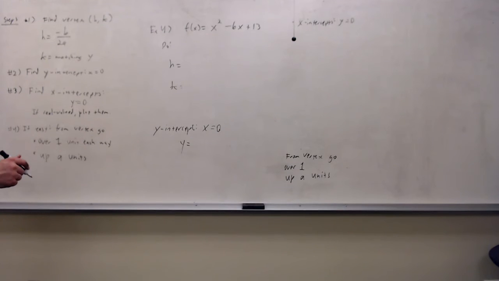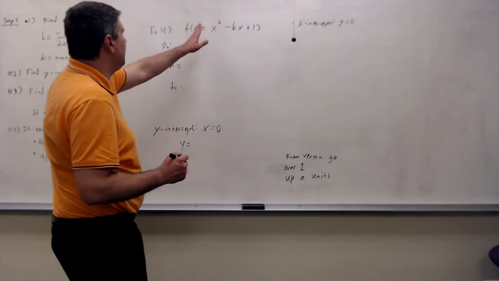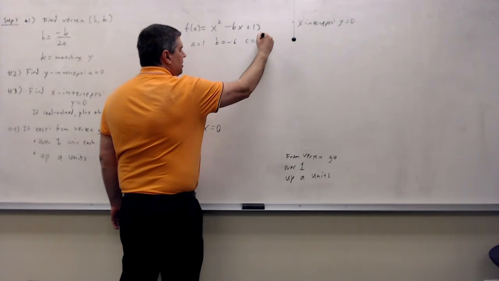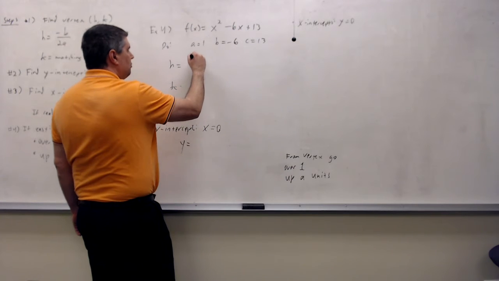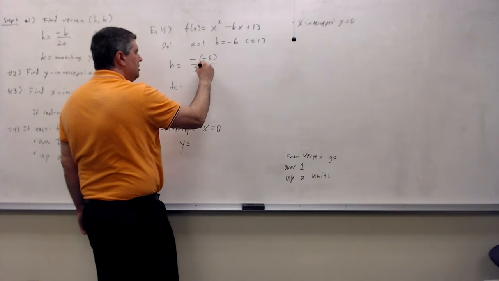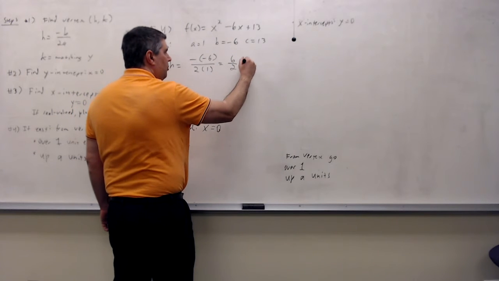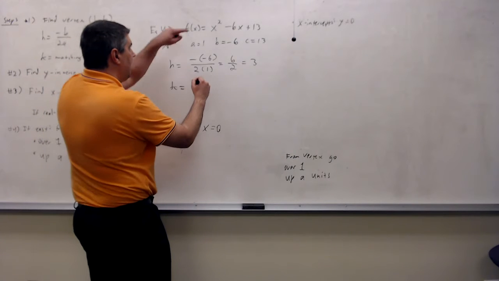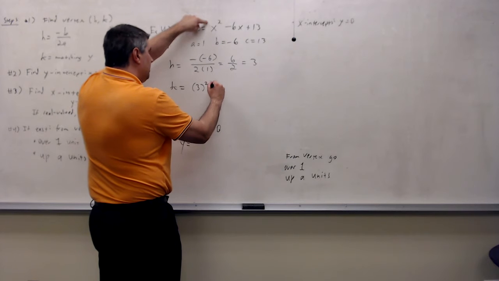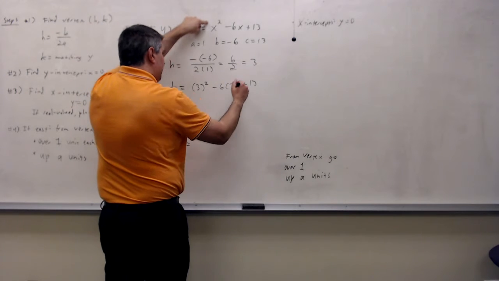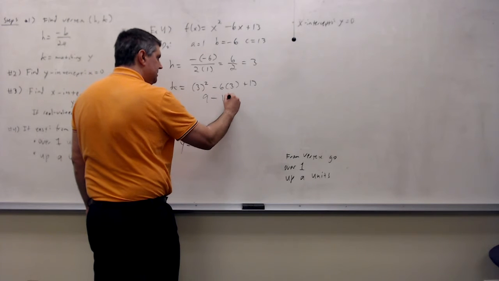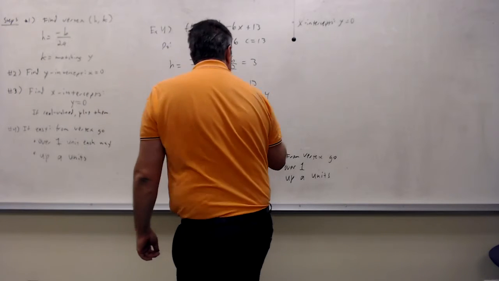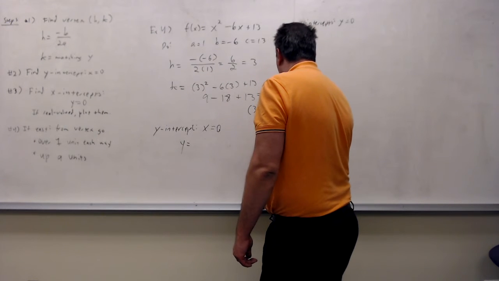All right, here's another one. f of x is x squared minus 6x plus 13. So A is 1, B is -6, and C is 13. So h equals -b over 2a, which is 6 over 2 times 1, which is 3. So, plug it in. I get 3 squared minus 6 times 3 plus 13. 9 minus 18 plus 13. -9 plus 13 is 4. So that's going to be 3, 4.